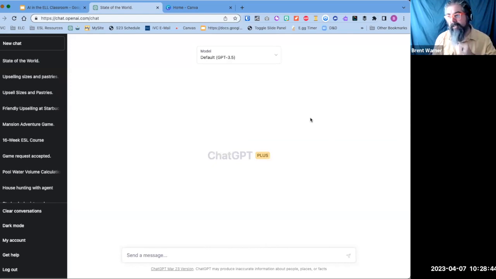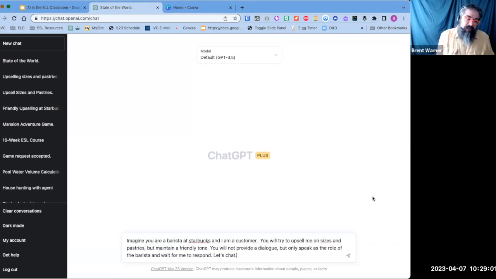So this is ChatGPT. And I'm going to throw in a couple of starting language issues. So I'm going to start with this one that I've been trying to play with, which is just a dialogue, back and forth conversation with it that students can use. So I'm starting it simple, and I'm putting in this text, which is, imagine you're a barista at Starbucks and I'm a customer. You will try to upsell me on sizes and pastries, but maintain a friendly tone. You will not provide a dialogue, but only speak on the role of the barista and wait for me to respond. Let's chat.